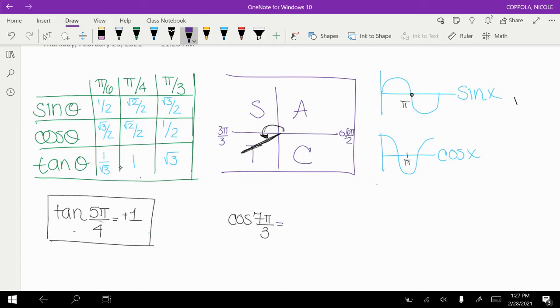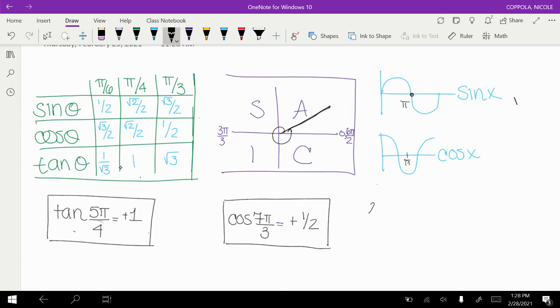So what quadrant is cosine of 7 pi over 3 in? Oh, so he's more than 360. So he's going to loop and then come land back in quadrant 1. So cosine is positive. I'm looking at the cosine row and I'm counting by increments of pi over 3. So my answer is 1/2.